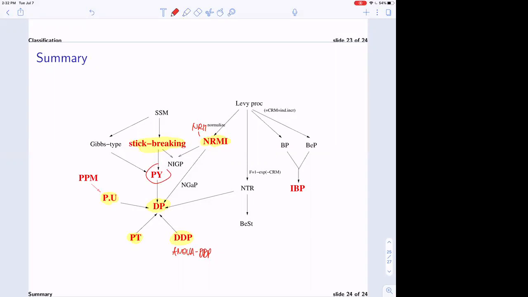Maybe still today, but for sure tomorrow, we'll talk about the product partition model. It's another probability model for random partitions. And we'll probably talk tomorrow about the Indian buffet process. And there are many more.